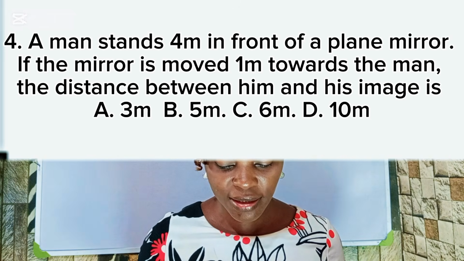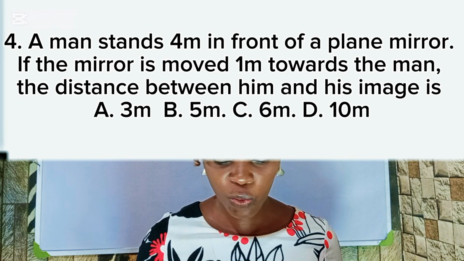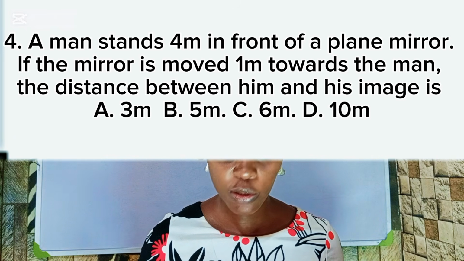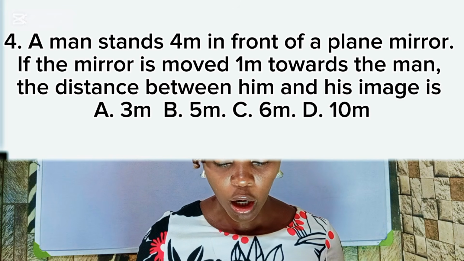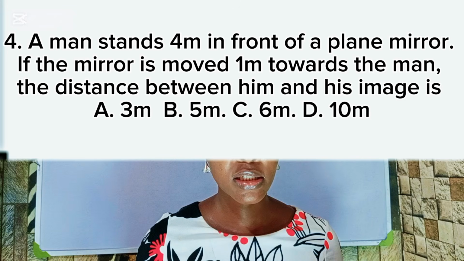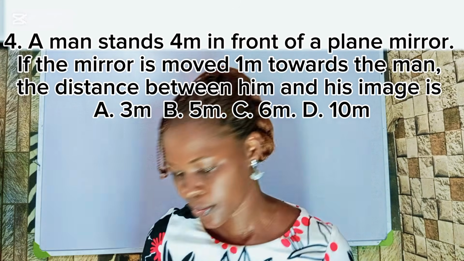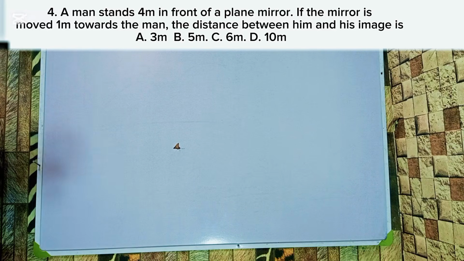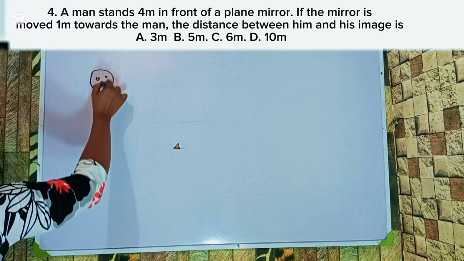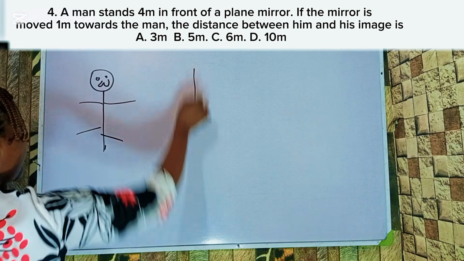Question 4. A man stands 4 meters in front of a plane mirror. If the mirror is moved 1 meter towards the man, the distance between him and his image is what? Option A, 3 meters. Option B, 5 meters. Option C, 6 meters. And option D, 10 meters. So let's see how we're going to solve this. The question says a man stands in front of a plane mirror. So this is the man, standing in front of a plane mirror, and this is the plane mirror.